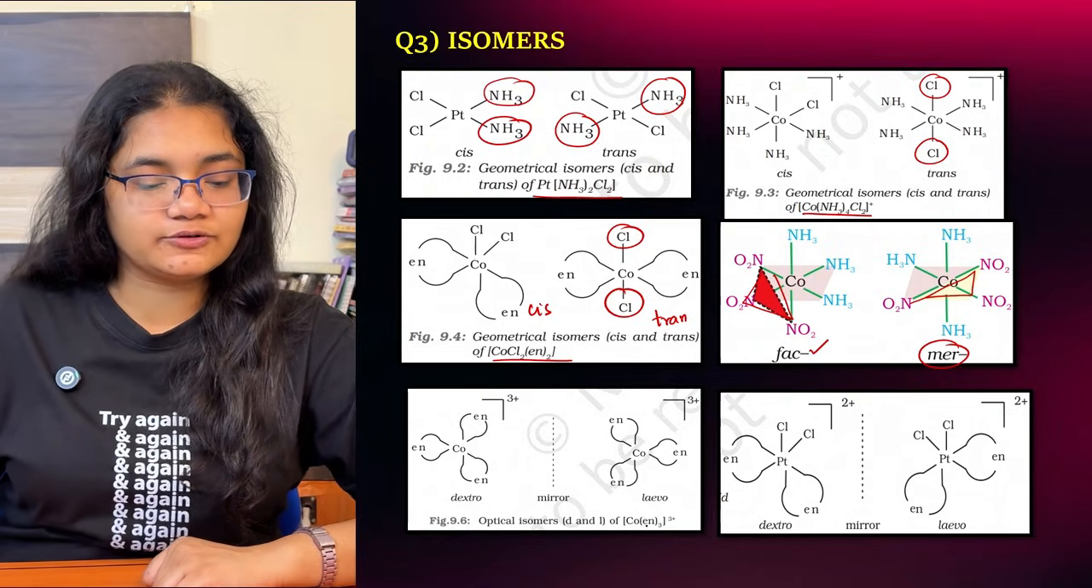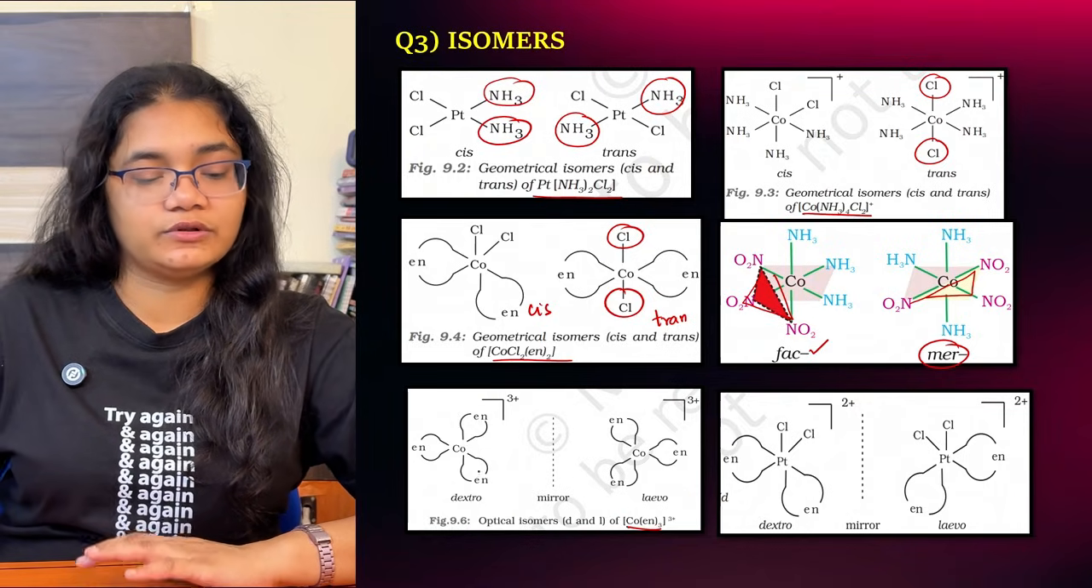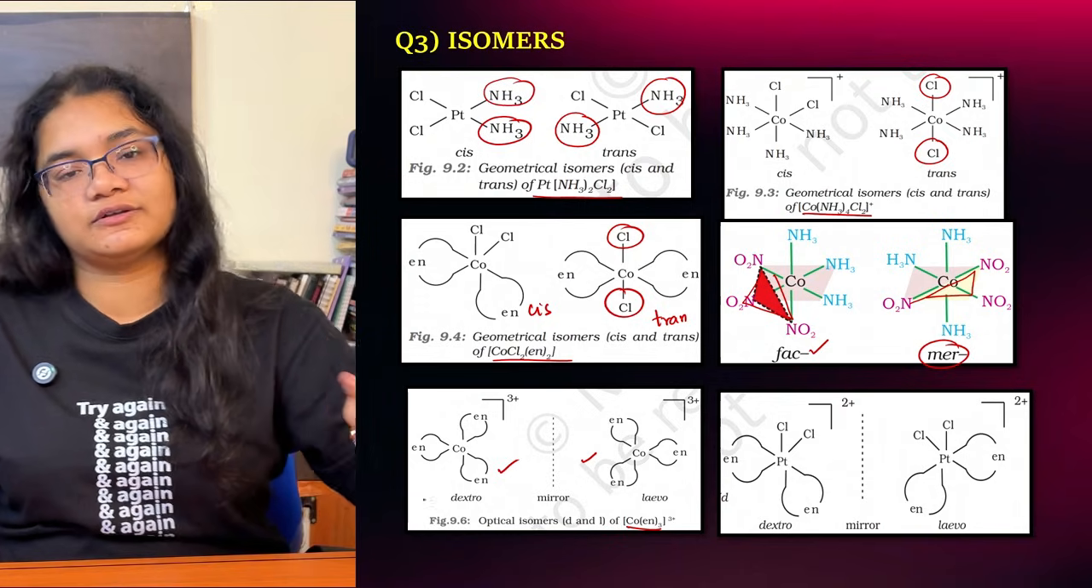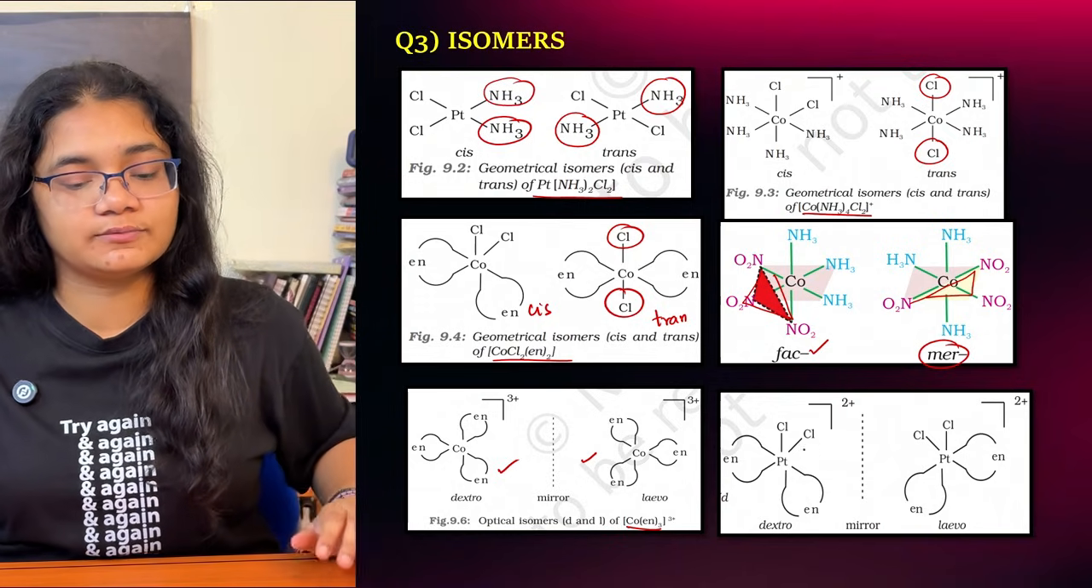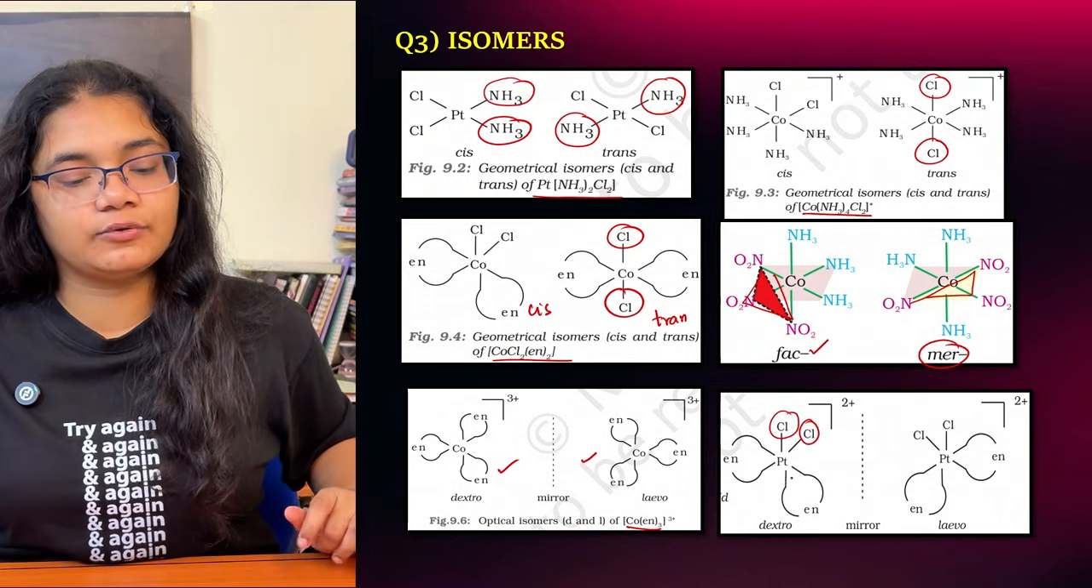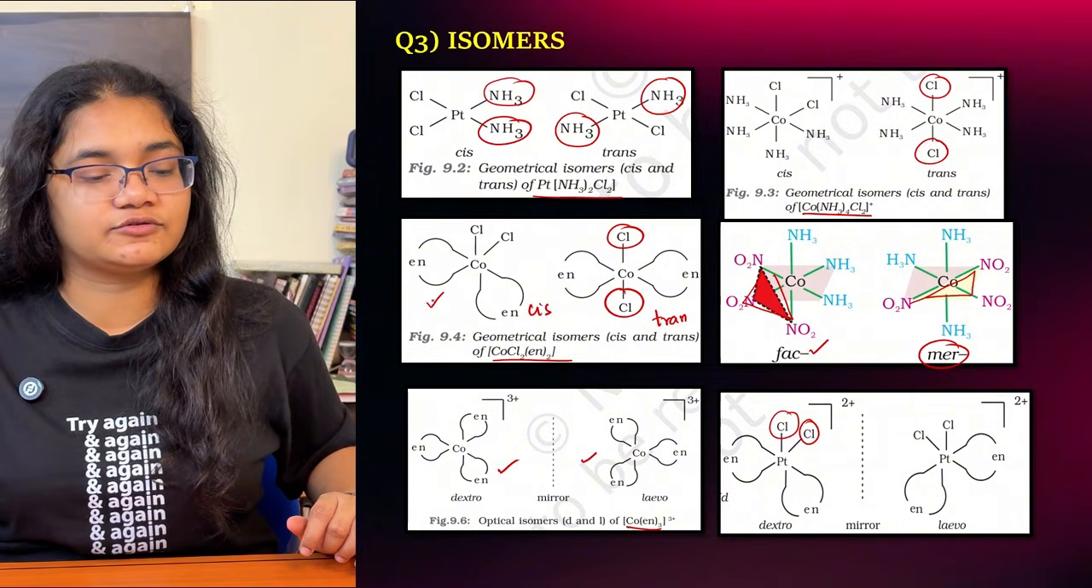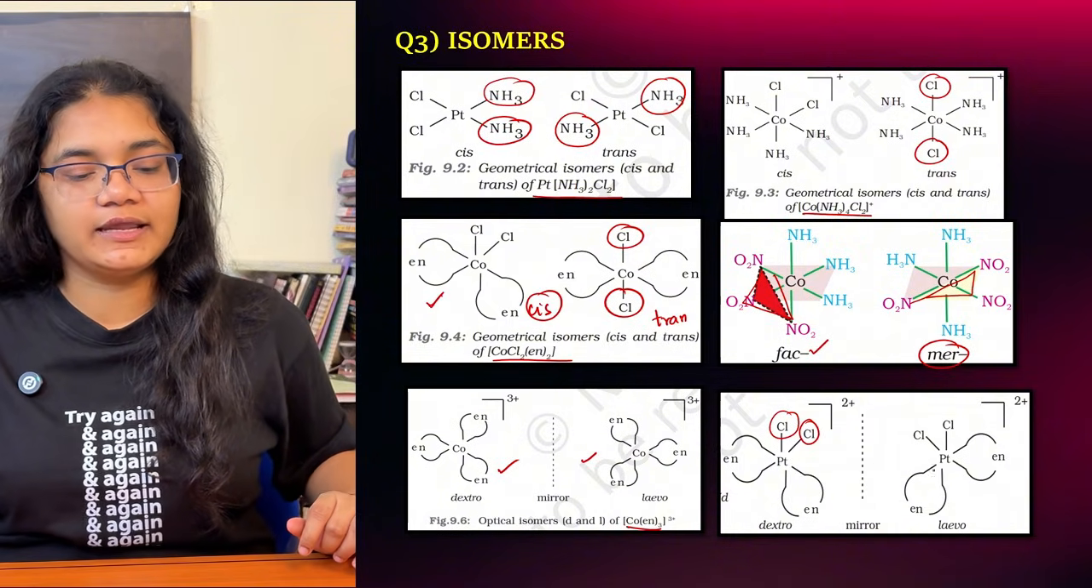Next, for the optical isomers, [Co(en)3]3+ is optically active because its mirror images are non-superimposable. And here you have [PtCl2(en)2]. If you have this particular structure, its cis form is optically active.